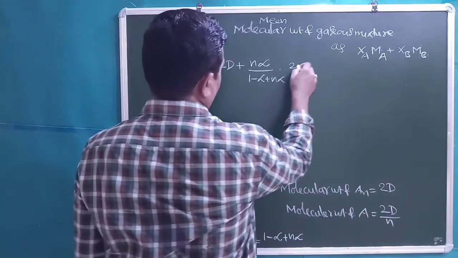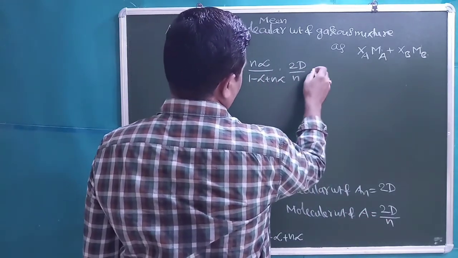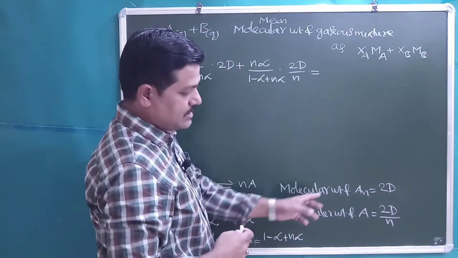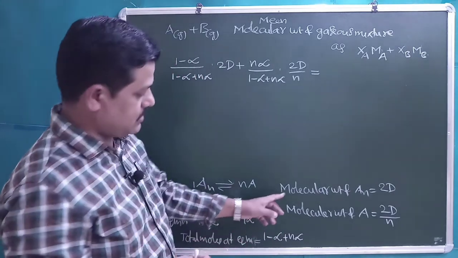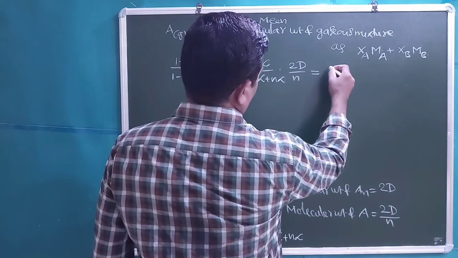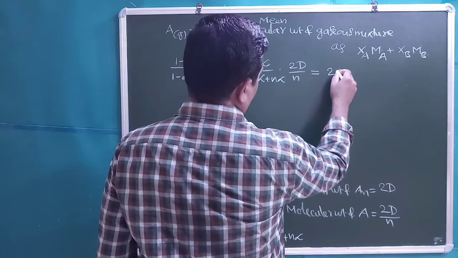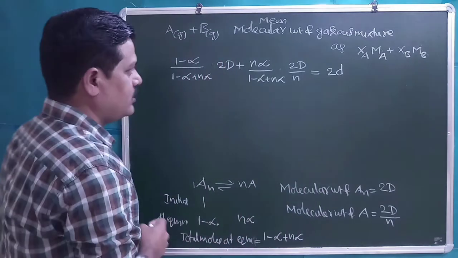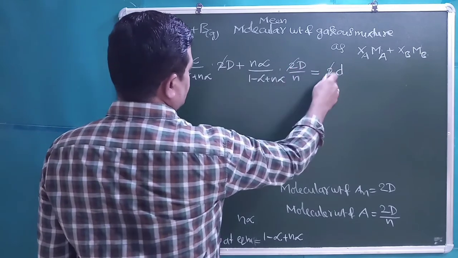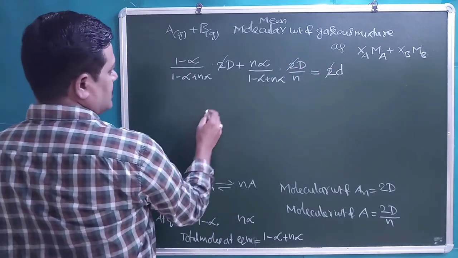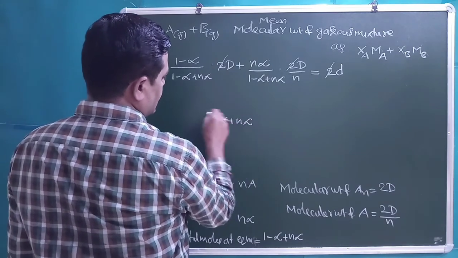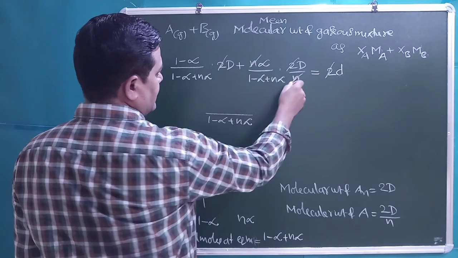Let us substitute that, which is the same as the molecular mass after dissociation. We have assumed the vapor density after dissociation as small d, then the average molecular mass at equilibrium will be 2 into small d. Let us simplify this now. 2 is common, so 2 will get cancelled. Here what is the LCM? 1 minus alpha plus n alpha is the LCM, divided by, here all n gets cancelled.